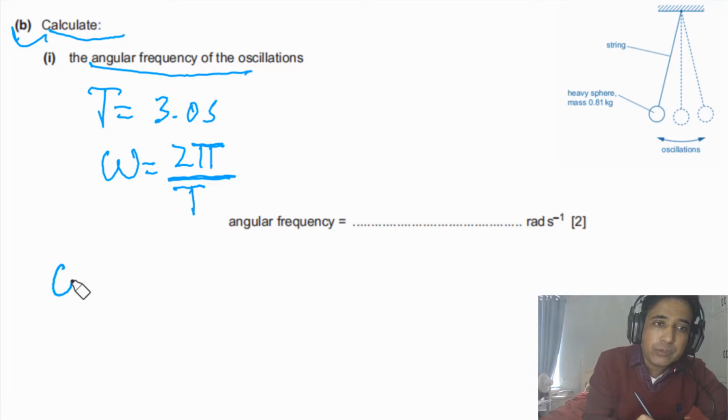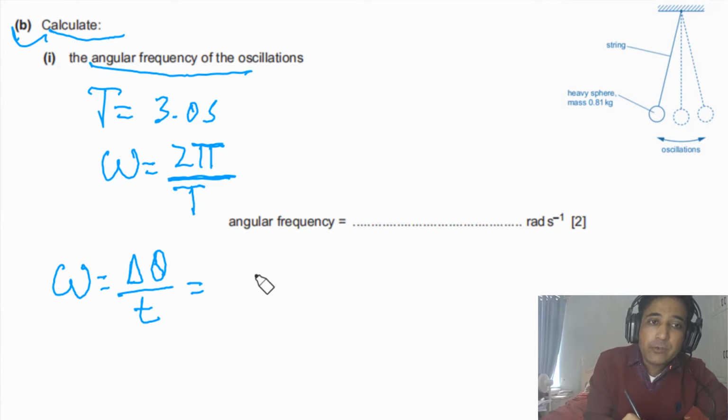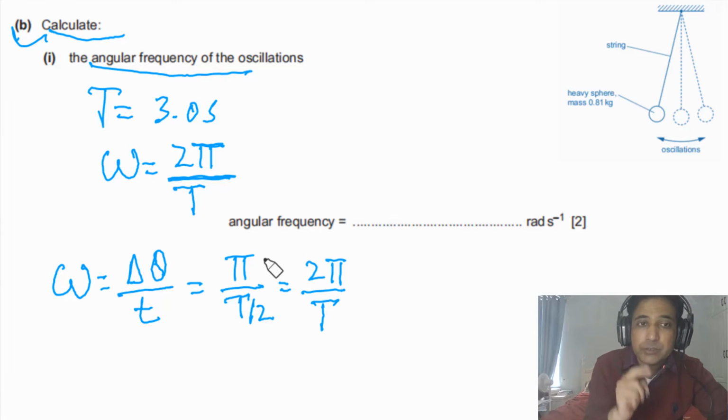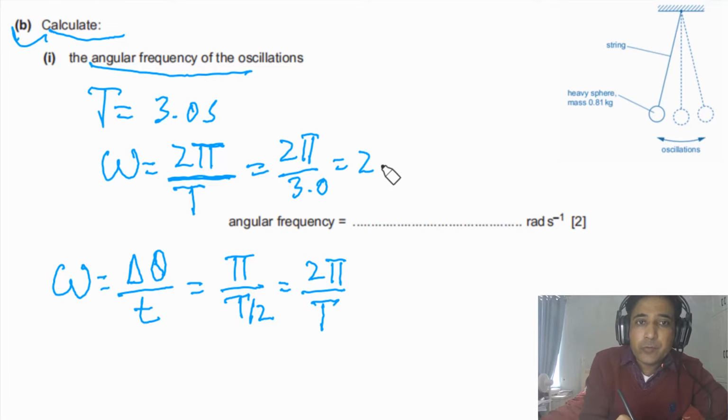Let me explain you a little bit about this one. Angular frequency is equal to angular displacement over time taken. If angular displacement is equal to pi, the time taken will be half of the period, T by 2. So again this will be 2 pi divided by T. This is the angle covered divided by time taken. This is the main idea. Now we can plug in values. We have 2 pi divided by 3.0. If we solve this, we will get 2.1 radians per second. This is the final answer.